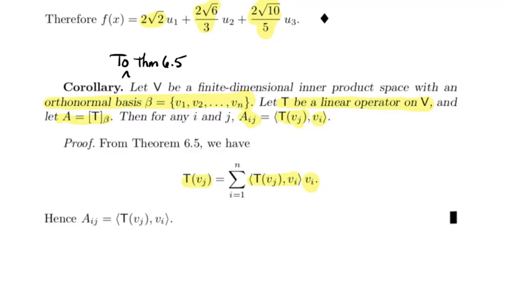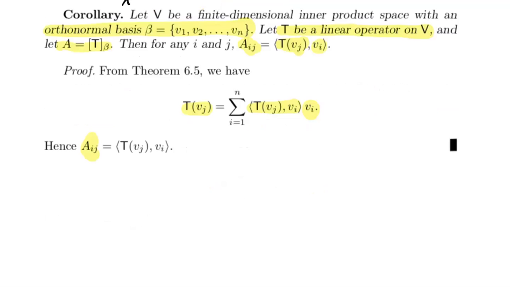So again, writing down the matrix is kind of easy. You just take T of each basis vector, and then you dot it with each basis vector and keep track of the indices, and that's what tells you what's in the ij entry of the matrix. It's kind of a cool application of that.